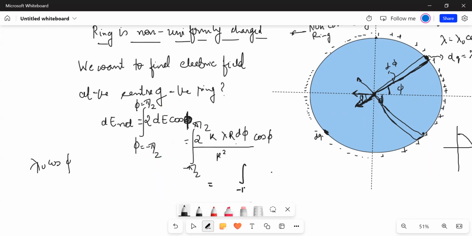So from minus pi by 2 to plus pi by 2, I will be just taking these positive constants outside. So basically 2 capital K lambda upon R, and not lambda, sorry, 2K upon R is outside. What is lambda? Lambda is simply lambda naught cos phi, and another cos phi would be there. So basically cos square phi d phi. Is that clear?